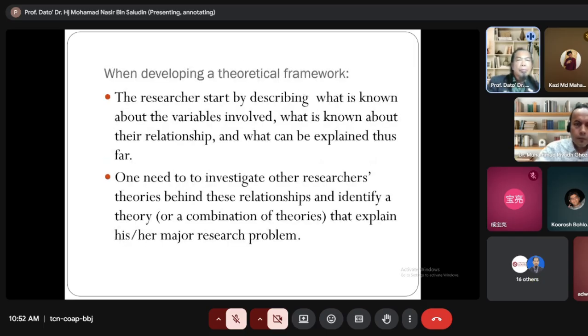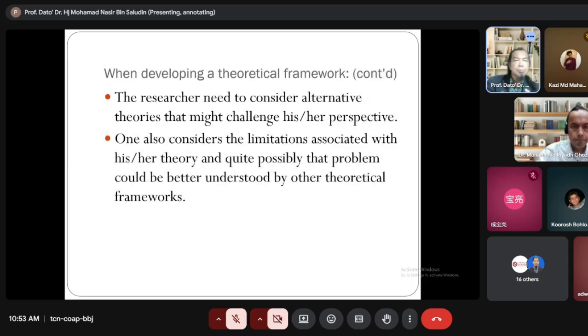When developing a theoretical framework, the researcher starts by describing what is known about the variables involved, what is known about their relationship, and what can be explained thus far. One needs to investigate other researchers' theory behind this relationship, and identify the theory or combination of theories that is the underpinning theory. What is the underpinning theory that explains his or her major research problem?